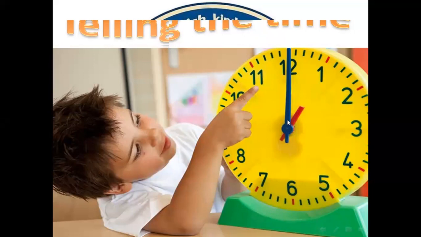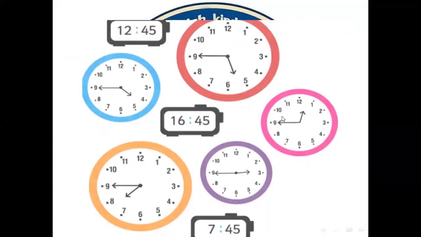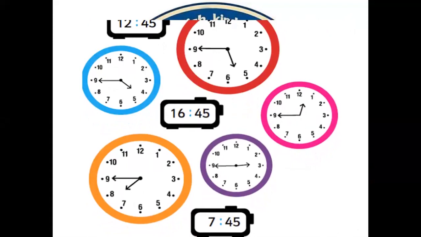Okay, the analog clock here has two hands, a long hand and a short hand. The long hand tells me the minutes and the short hand tells me the hours, okay? Here we have the analog clock, and this one that has the numbers is a digital one. We can see it in our computers or in our mobile phones.